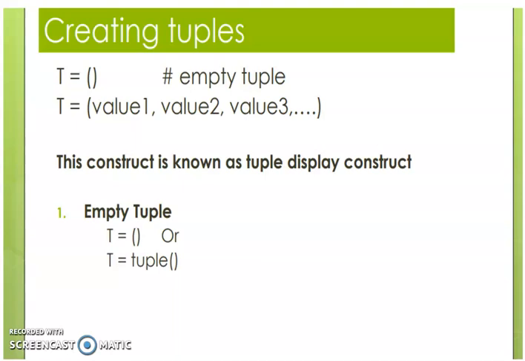Then empty tuple. How to create an empty tuple? There are two ways to create an empty tuple. Either you can write t is equal to empty parentheses, or you can write t is equal to tuple of empty parentheses. That means it creates an empty tuple and the variable t is assigned to that tuple, or it is referring to that tuple.